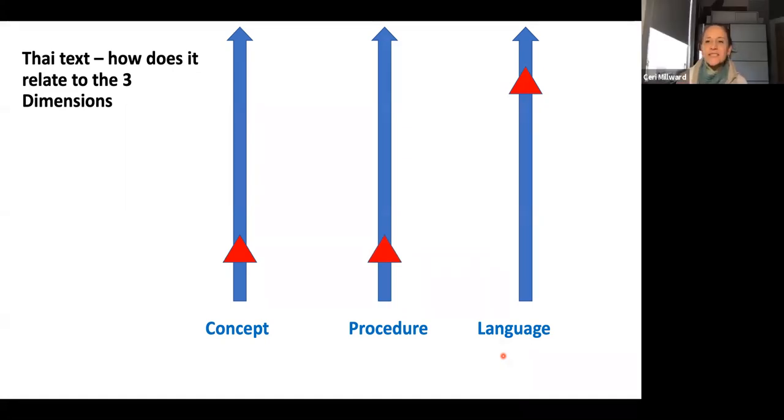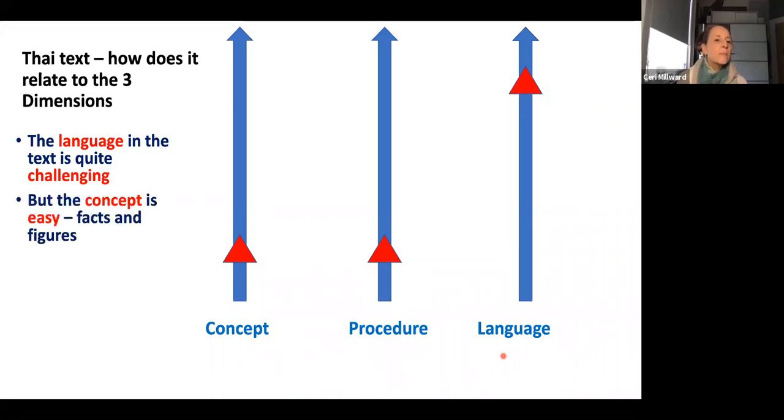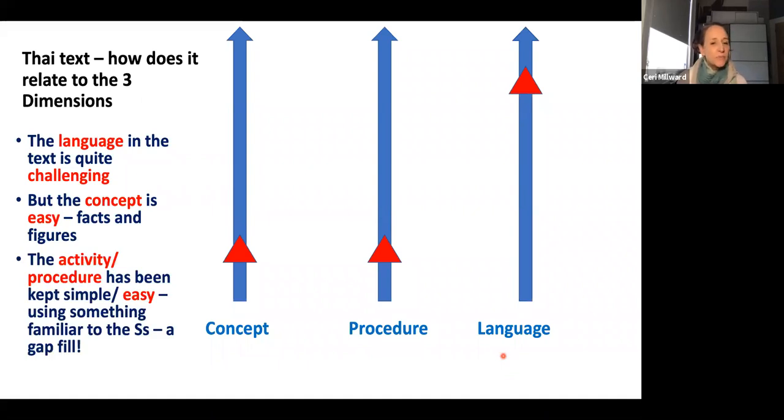Exactly. So I found a text from Wikipedia, and I thought it might be quite challenging in terms of language, but it was okay because the concept was quite easy, and I graded the task to make it easier. So the language in the text is quite challenging, but the concept is easy, facts and figures, and the activity procedure has been kept simple, using something familiar to the students like a gap fill. Those are things to think about.